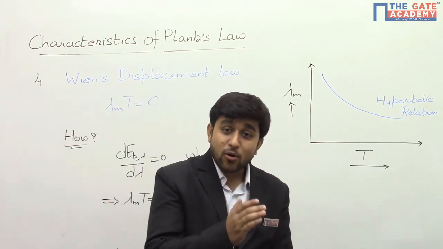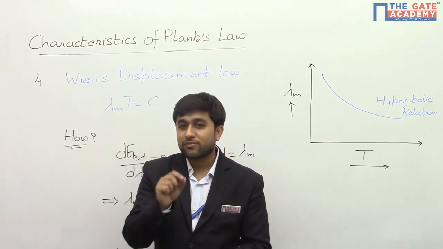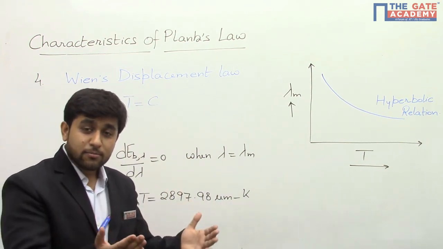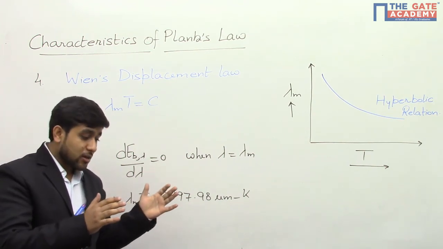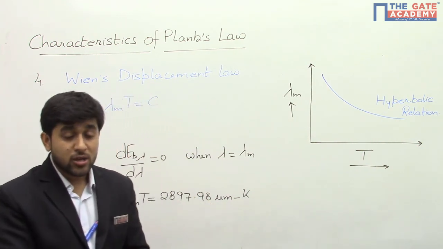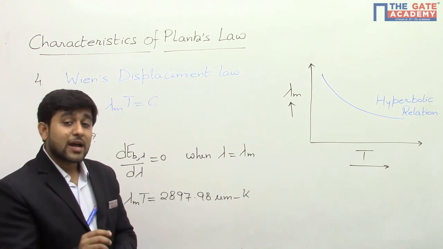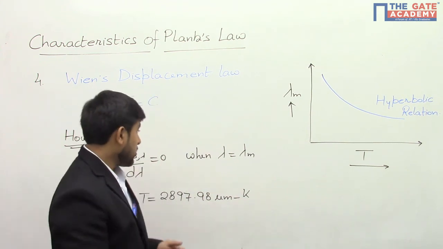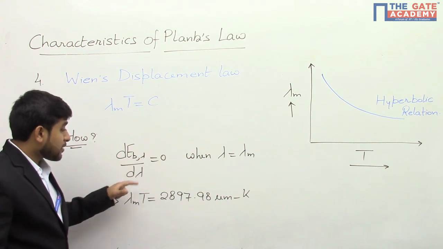See, we know that Eb,lambda is a continuous function of lambda, right? So for a given temperature, if we want to find the monochromatic emissive power for any wavelength, we can do it by just substituting the value of lambda and T. So this gives that the curve is continuous and differentiable over the whole wavelength range. So if it is continuous and differentiable, then corresponding to lambda m, that is when the monochromatic power is maximum, the slope of the curve should be 0. So we put dEb,lambda by d lambda equal to 0.